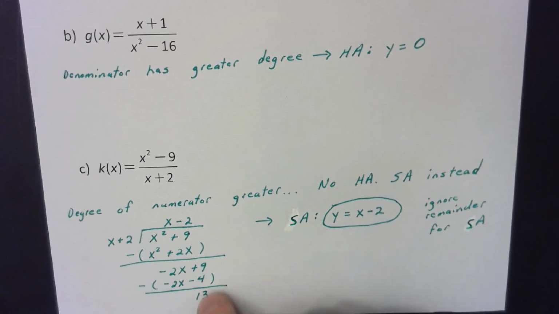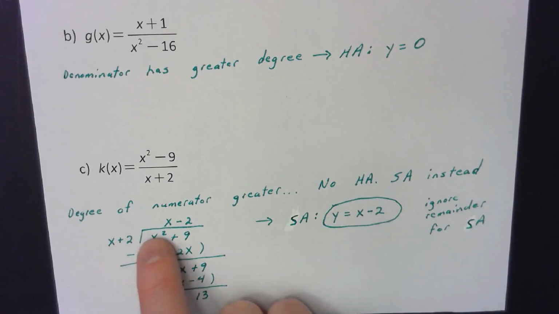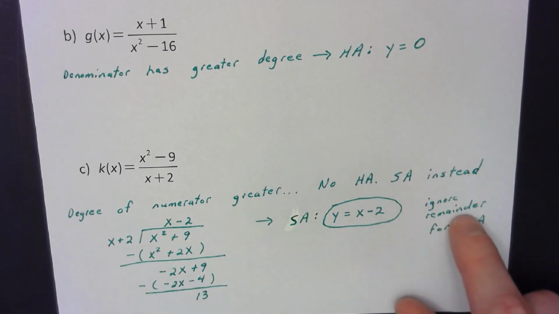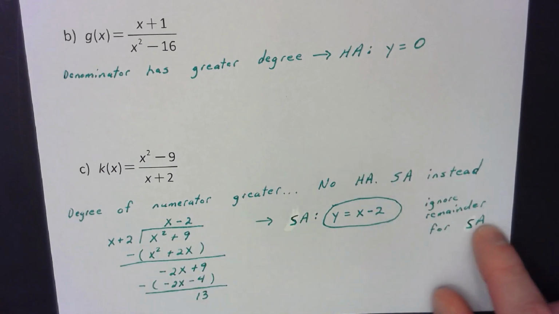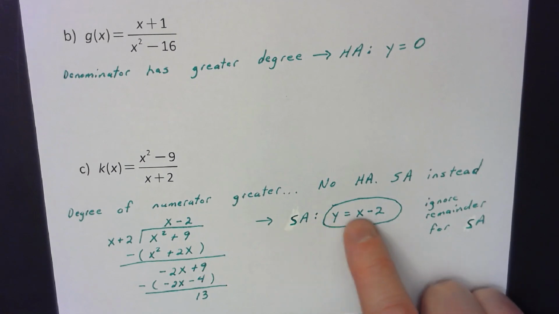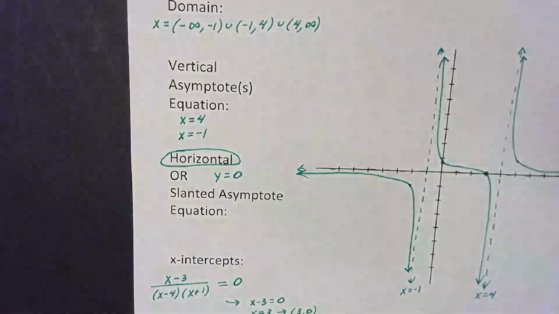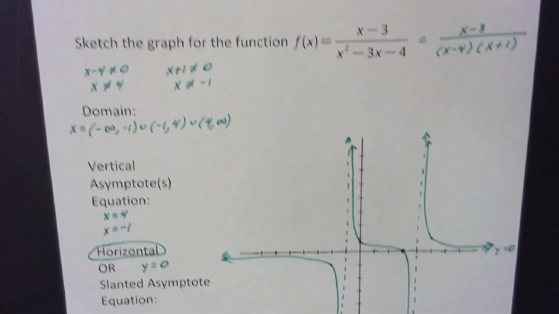So please just remember, your slant asymptote is what happens when you divide the denominator into the numerator and you ignore the remainder. So you ignore the remainder for the slant asymptote. So our slant asymptote here would just be y equals x minus 2. Simple as that.